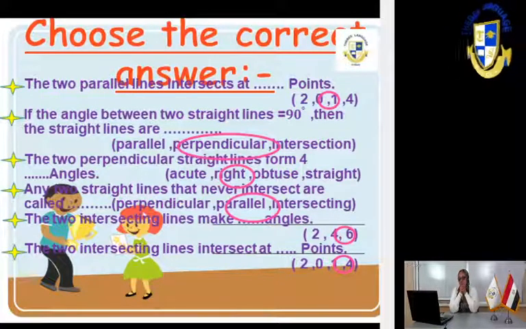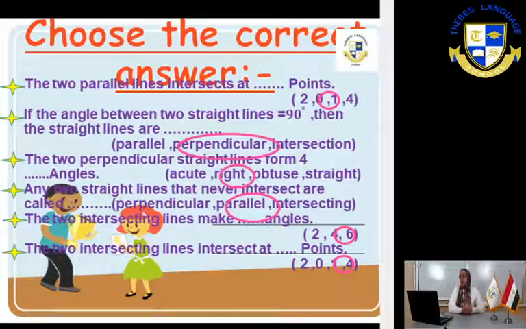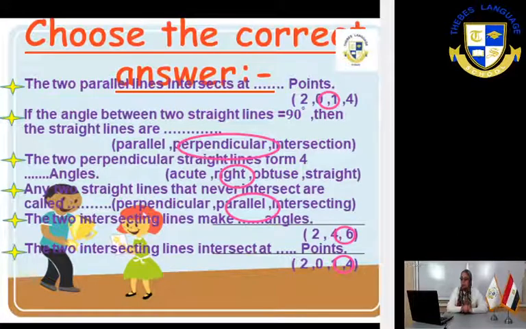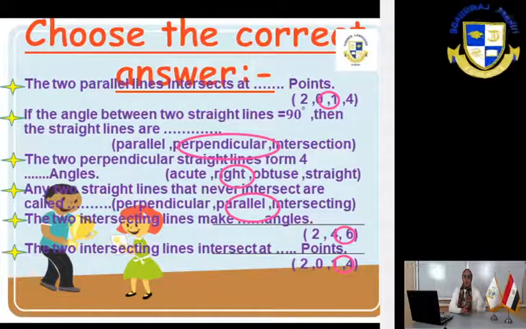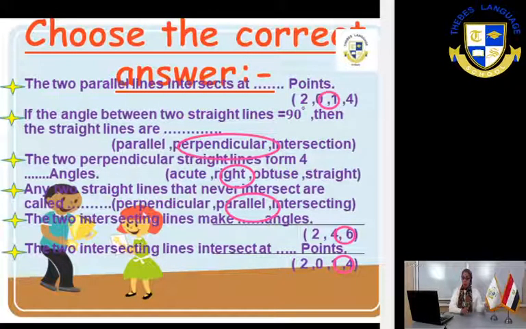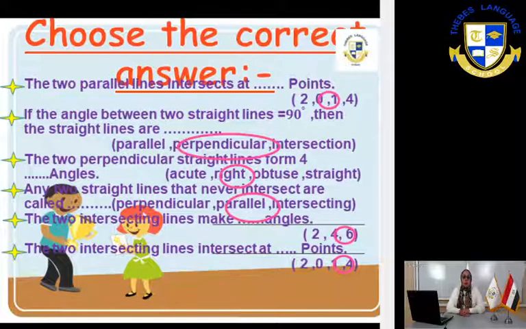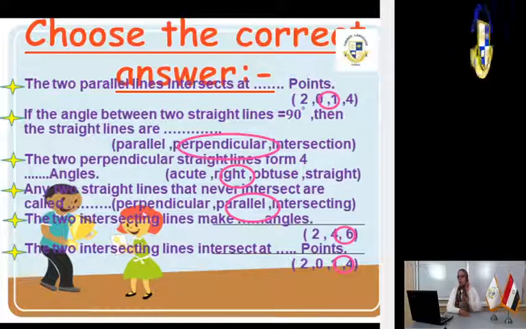Excellent. Next question. Any two straight lines that never intersect are called parallel. Super. The two intersecting lines make how many angles? Any intersecting lines, whether intersecting or perpendicular, make how many angles? Excellent, 4 angles. Last question. The two intersecting lines intersect at how many points? Yes, at 1 point only.